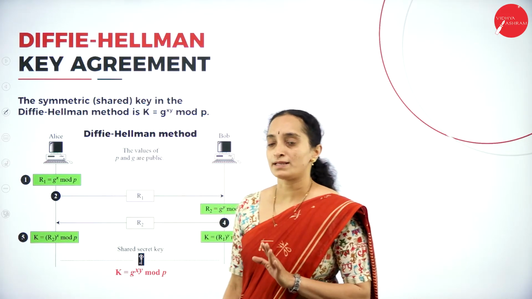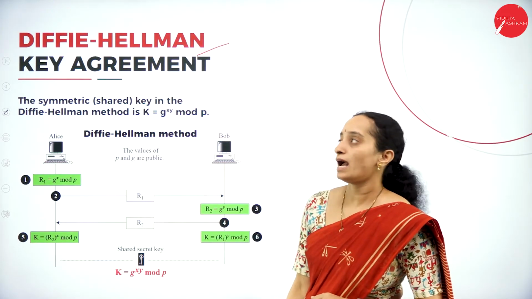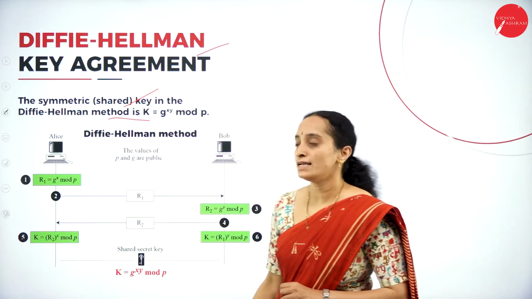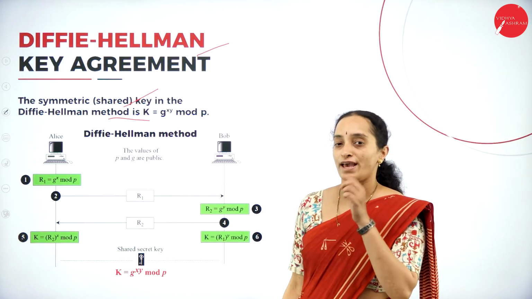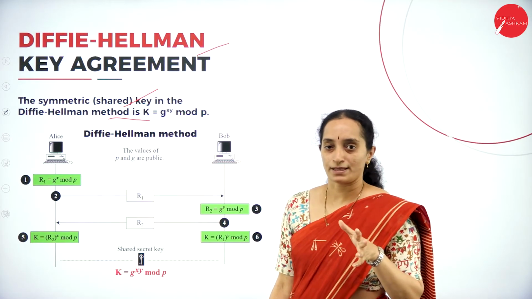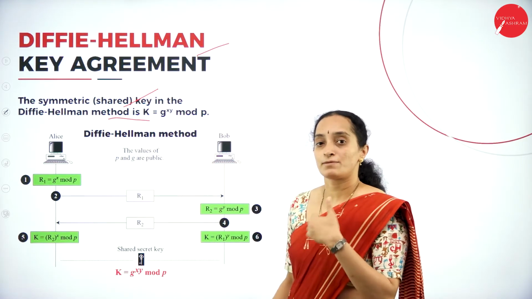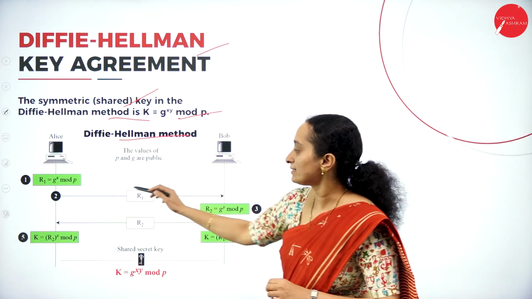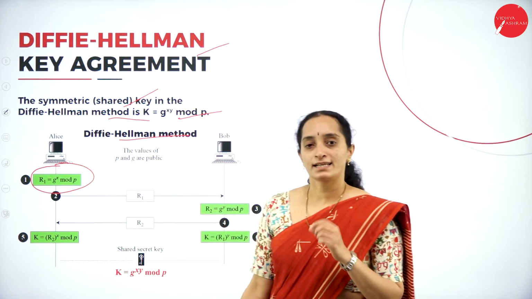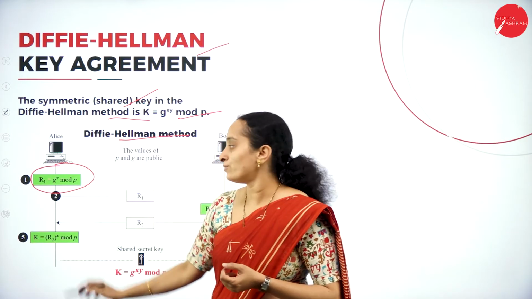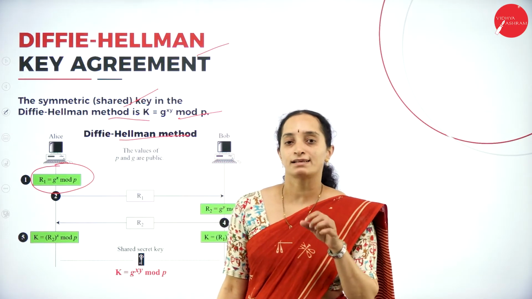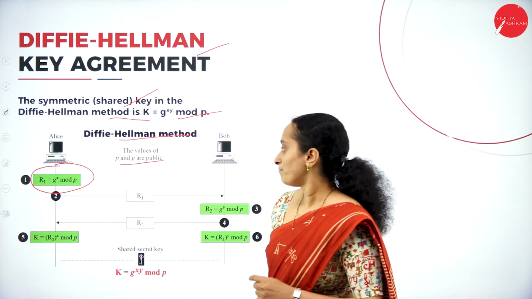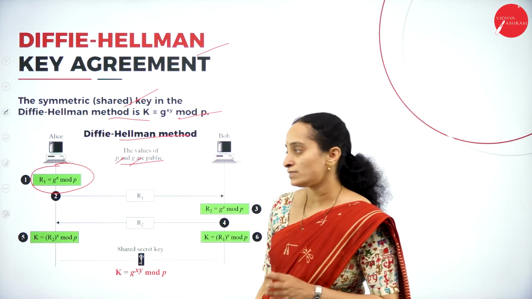In this, we have one method, the Diffie-Hellman key agreement. The symmetric or shared key in the Diffie-Hellman method is k equals g to the power of xy mod p. X is a value generated by the sender and y is a value generated by the receiver, and a modular operation is done over p. Alice creates a nonce R1 with the value g to the power of x mod p. The values of p and g are public. They are the prime values that are generated.